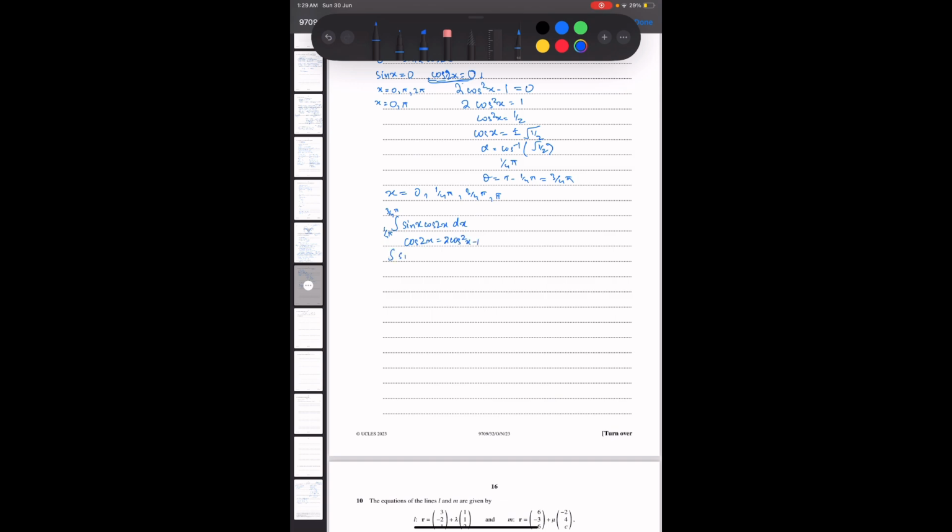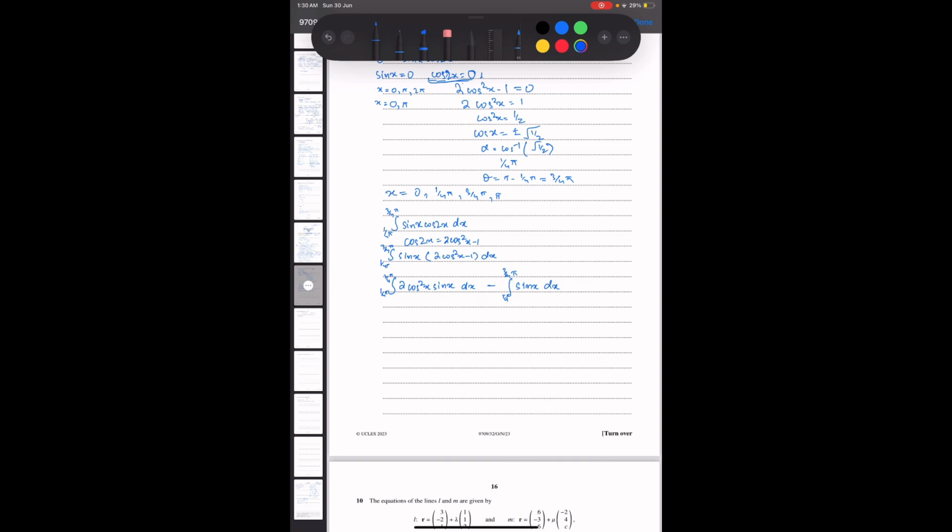So I use this, and then sin x multiplied by 2cos²x minus 1 with respect to x, from 3π/4 to π/4. And now I'm also going to separate it: integration of 2cos²x sin x with respect to x within the limits 3π/4 and π/4, minus integration of sin x with respect to x, 3π/4 and π/4.